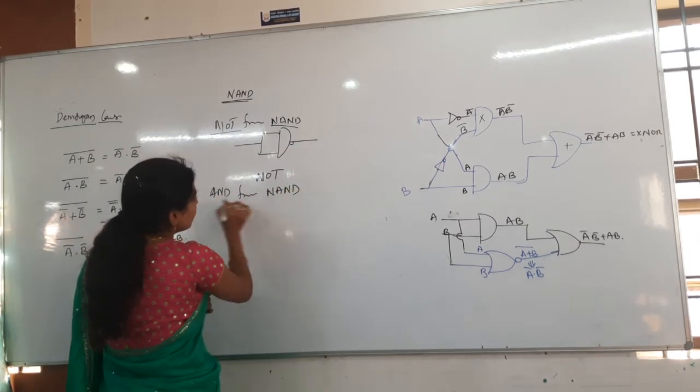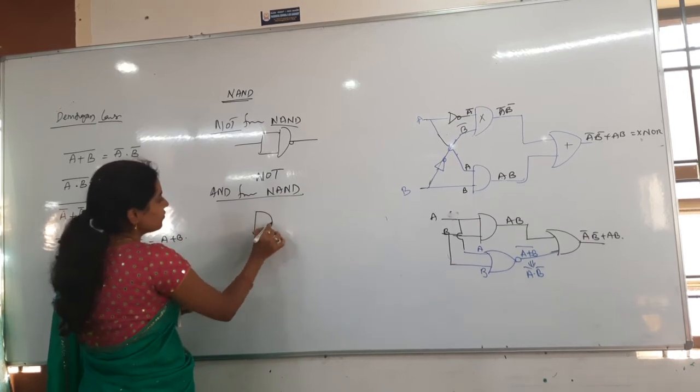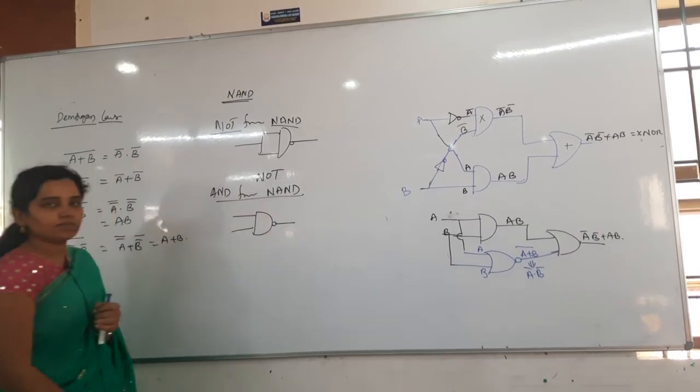AND from NAND. How can you make the AND gate from the NAND gate? This is my NAND gate now.